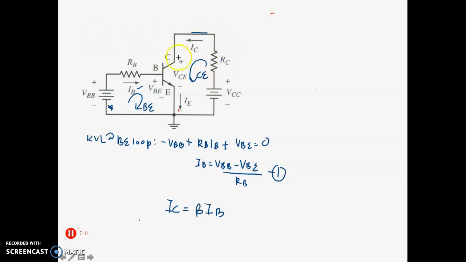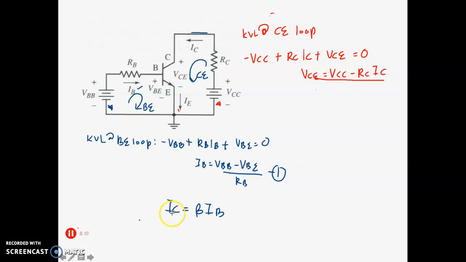Now let's move to your CE loop, starting from here, in the counterclockwise direction. KVL at the CE loop, starting from there: minus VCC plus RC IC plus VCE equal to 0. So you can get your output voltage VCE equal to VCC minus RC IC.